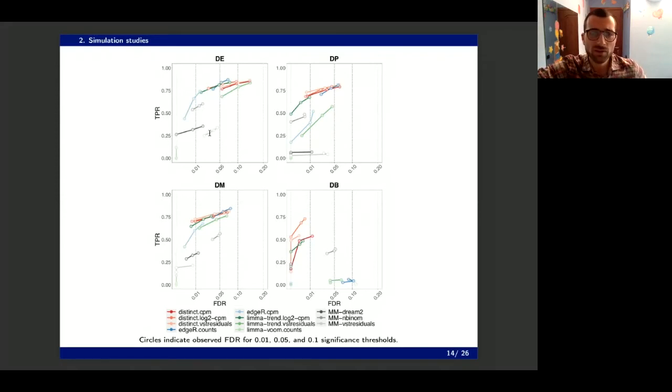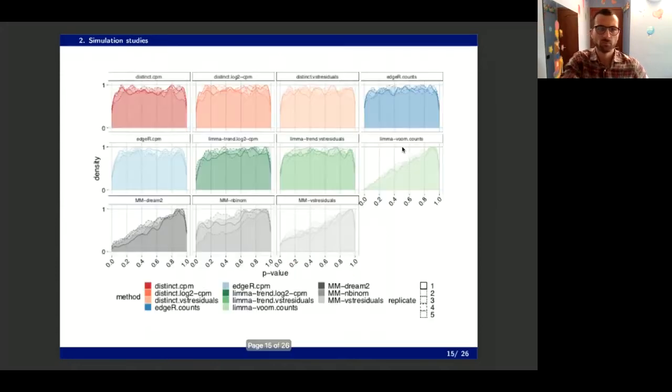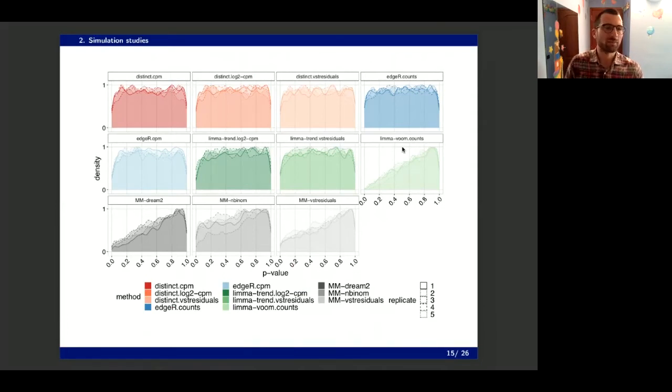Also interesting to note that if you look at mixed models, which are in gray here, they have fairly low statistical power, so we excluded them from the next analysis. These are the results from the null simulated data. Again, p-values are fairly uniform for all methods, even conservative for some.